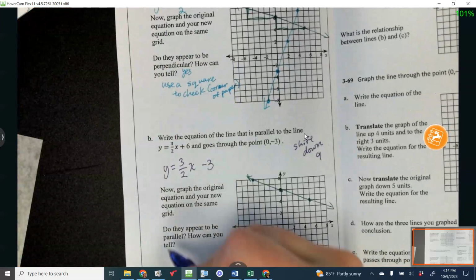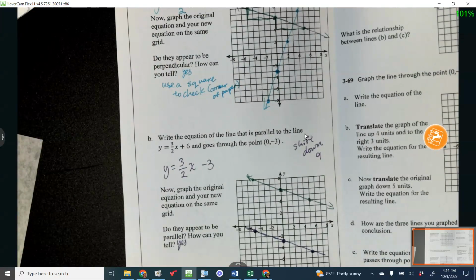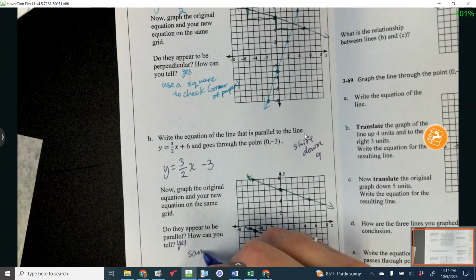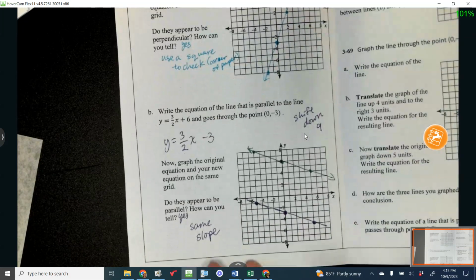Do they appear parallel? Yeah. Same. Parallel lines have the same slope.